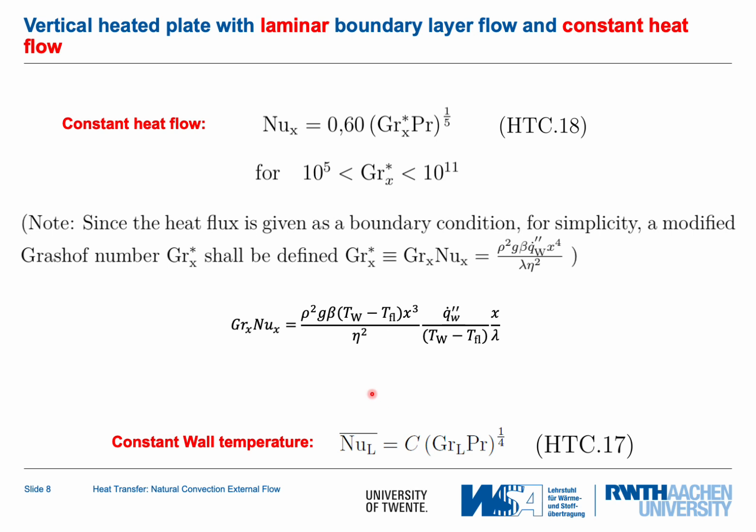Now, if we have a constant wall temperature, then we had, just before, Grashof times Prandtl to the power 1 over 4. So we see indeed here that we have a lower heat transfer.